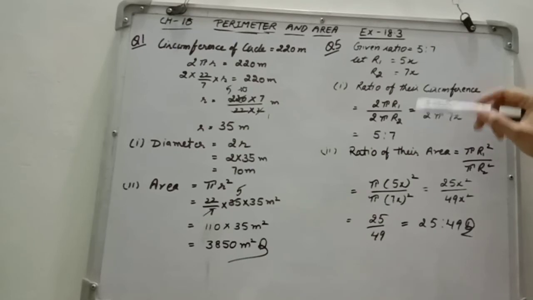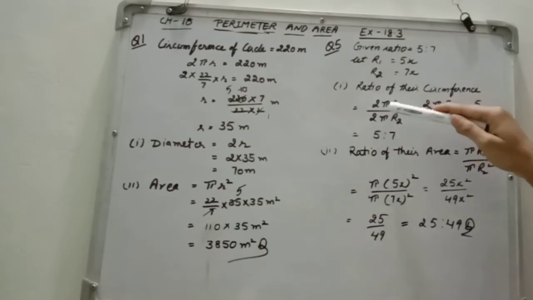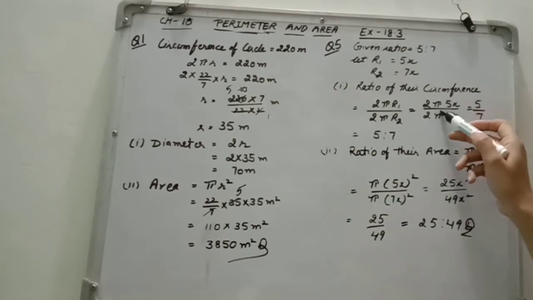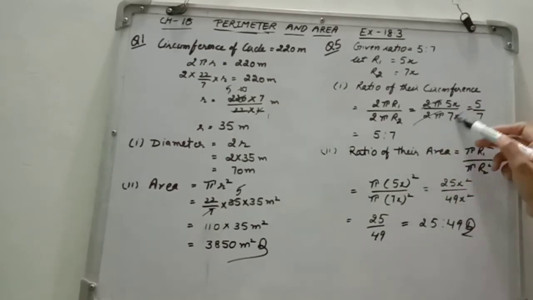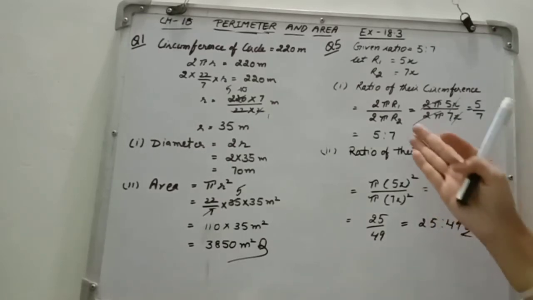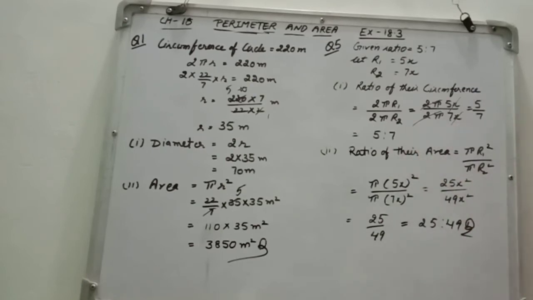So we will write in fraction form 2 pi r1 and 2 pi r2, because two circles are there and two radii are there. So 2 pi r1, the value is 5x, r2 value is 7x. Okay. So what is the same here? 2 pi is the same, so cut. X is the same, so cut. So what are we left with? 5 over 7. So write in a ratio, 5:7 is our answer.